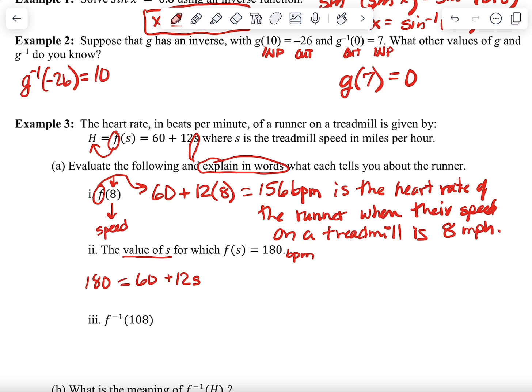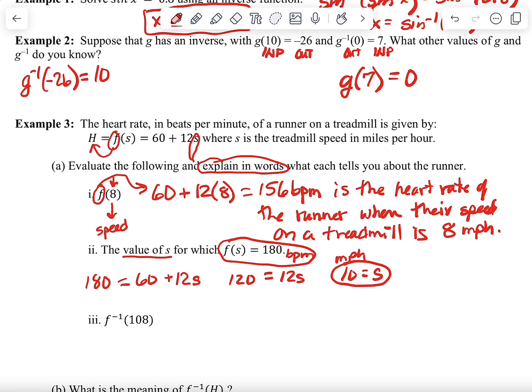So now we have an equation where we're solving for S. First step would be to subtract 60 from both sides. If you subtract 60 from both sides, you get 120 equals 12S. And then if you divide by 12 on both sides, you get 10 miles per hour. S is 10 miles per hour. For the explain in words part, probably all we really need to do is look at the two numbers that we had. So 180 beats per minute, and we had 10 as the speed in miles per hour.